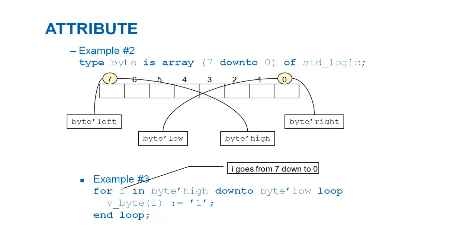Okay, so now we can have a variable v_byte that at every location in the byte range, we assign 1 to it. Okay, so that's the essence of this for loop. Assign 1 to every location, starting from the highest bit location to the lowest.